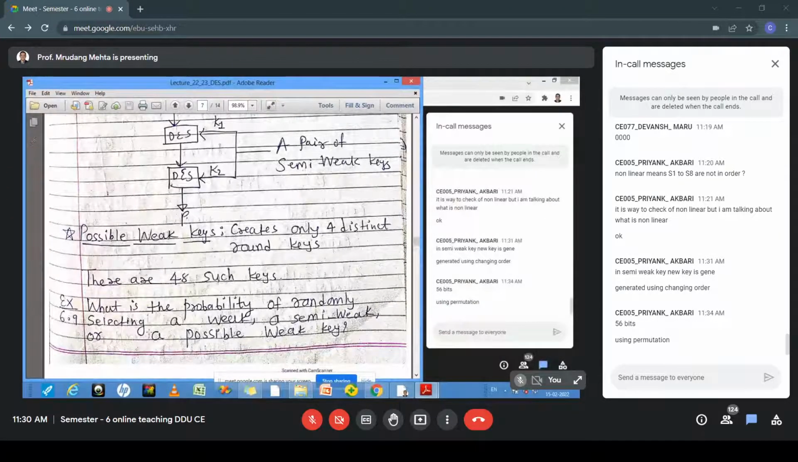So what is the probability of randomly selecting a weak, a semi-weak, or a possible weak key? It means that if you are applying DES cipher and you are using this key generation, what is the probability that K1 to K16 may have a weak key, a possible weak key, or a semi-weak key? What is the probability?